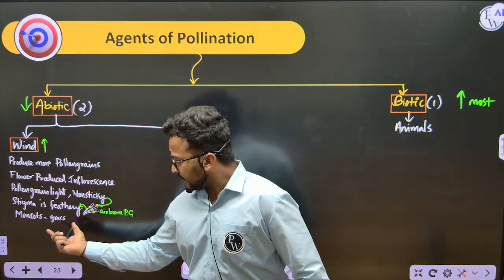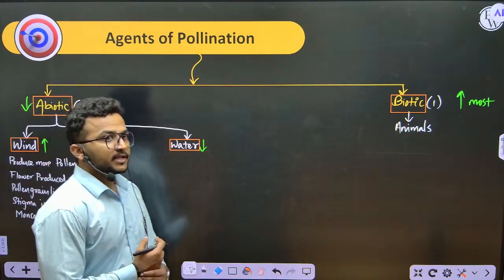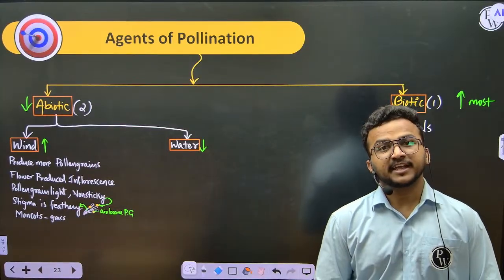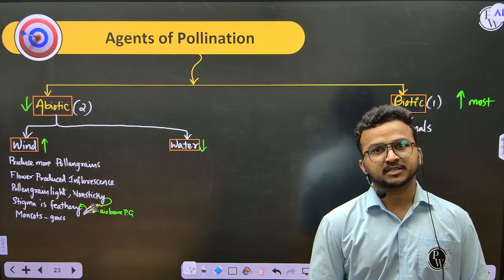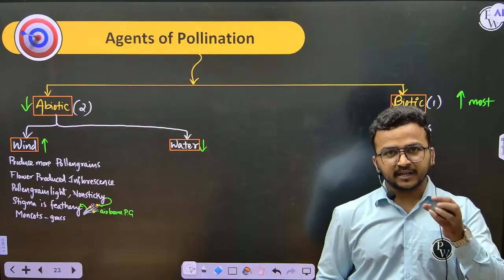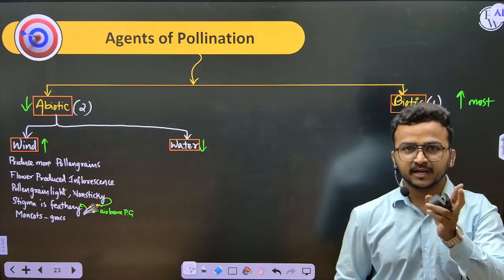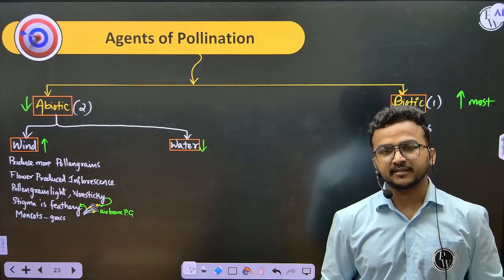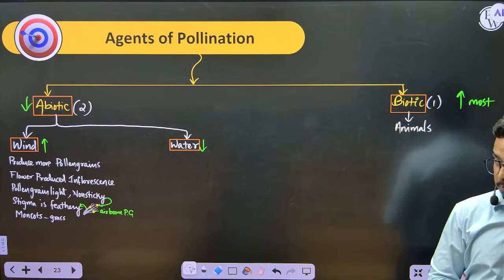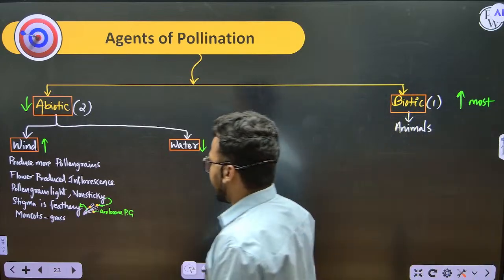And one more thing you need to note here: in wind pollinated plants, they have given the example of the maize plant, tassels and ear, that is the male reproductive structure and the female reproductive structure. Last year the ear was referred to as some tassels, so they removed that and in the new NCERT they have given it as ear. So those are wind pollinated plants.